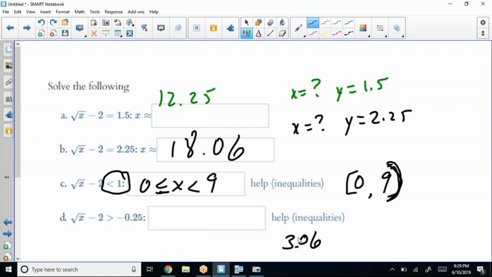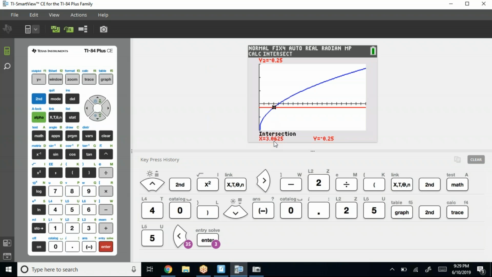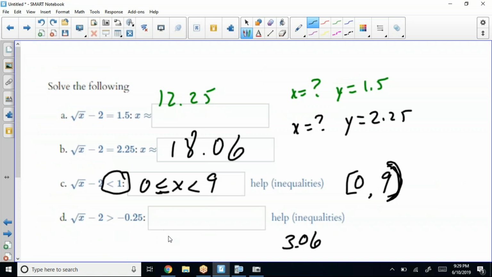Okay. All right. So we're looking for outputs greater than that, right? So we know that at 3.0625, it is at that y value, negative 0.25. Everything from this x on would be greater than that line as far as the outputs. Okay. So x greater than 3.06. And we use just greater than instead of greater than or equal to because the inequality is not equal to on that one.